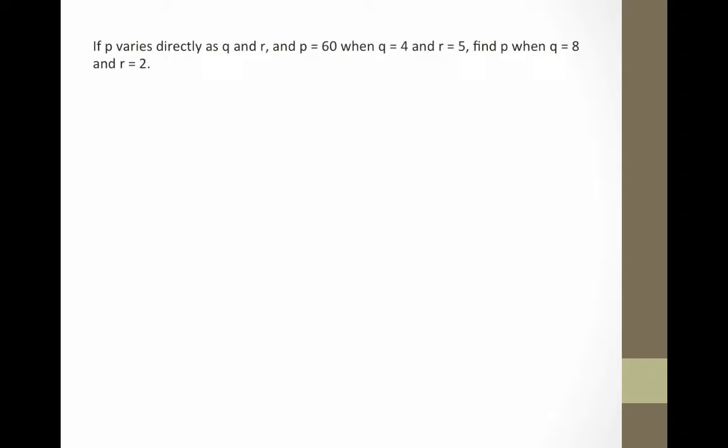So when you see, like in this example, P varies directly as Q and R, if you take that apart English-wise, it means P varies directly as Q and P varies directly as R. That means that it's joint. It's varying jointly with the two of them because it's just directly. So let me get my pen.